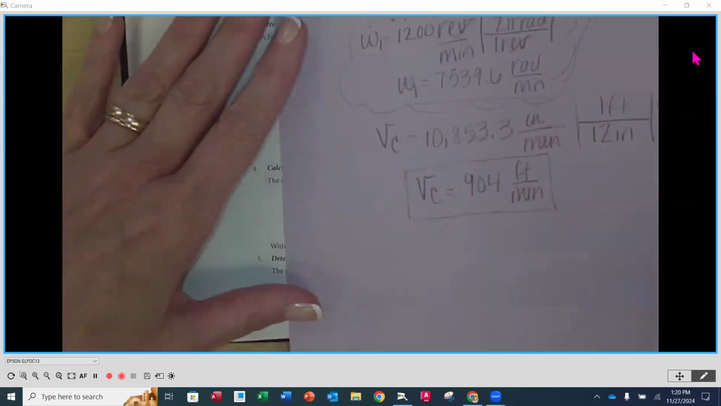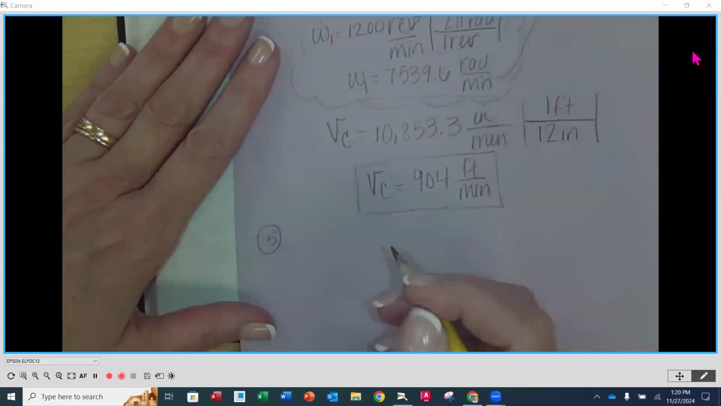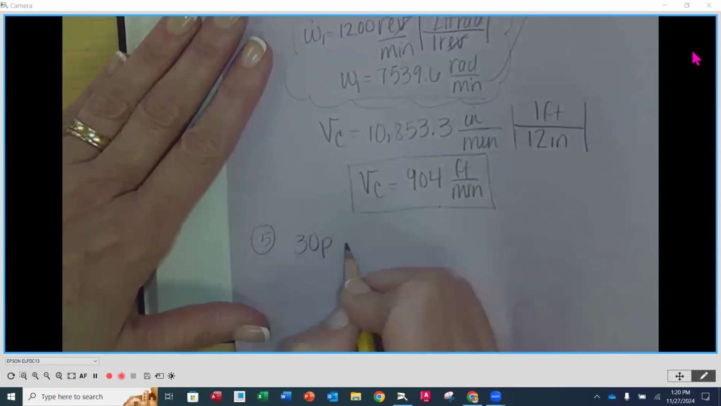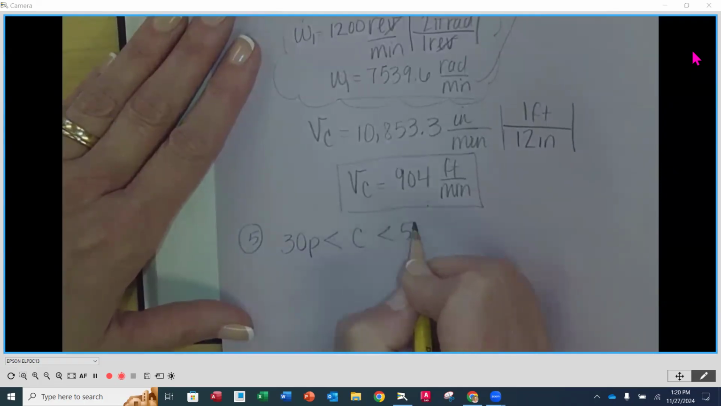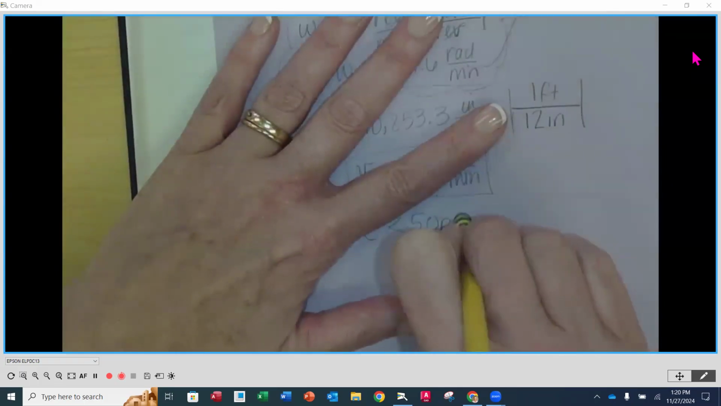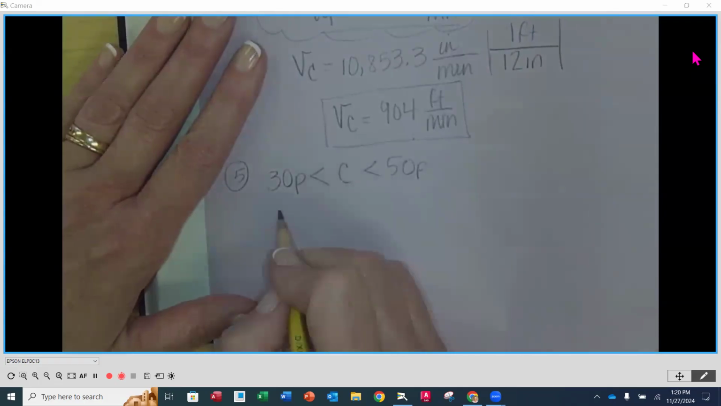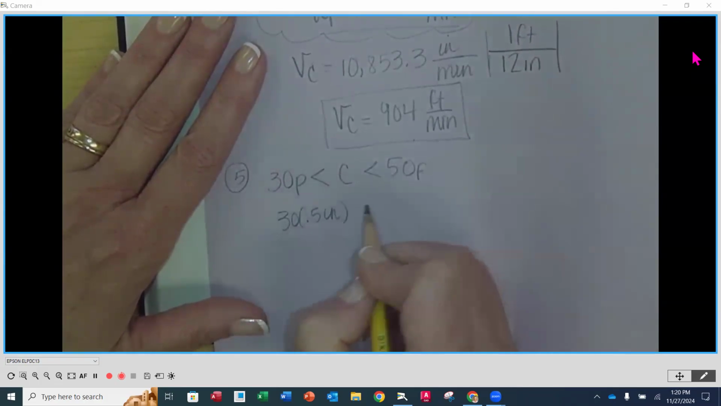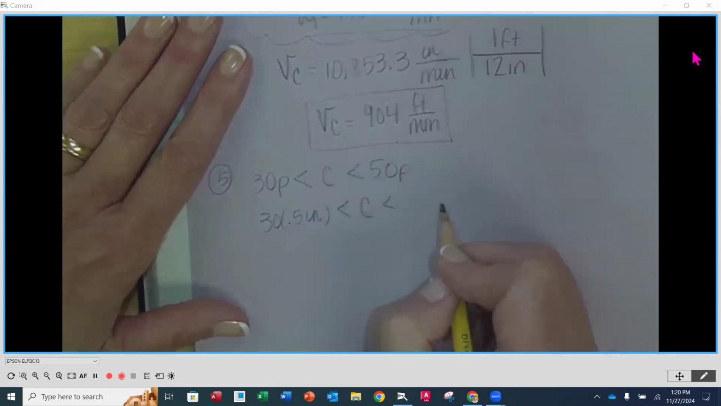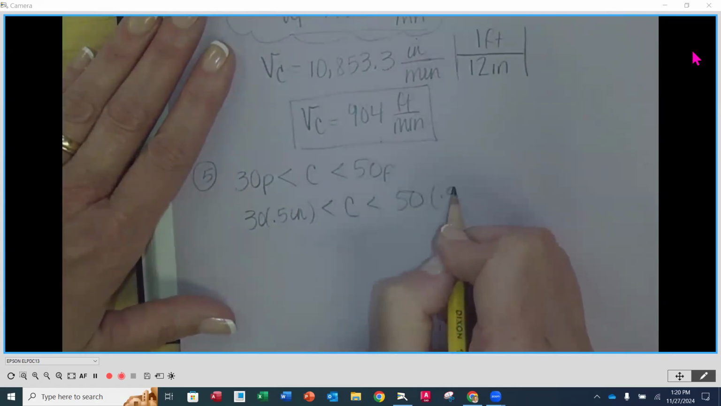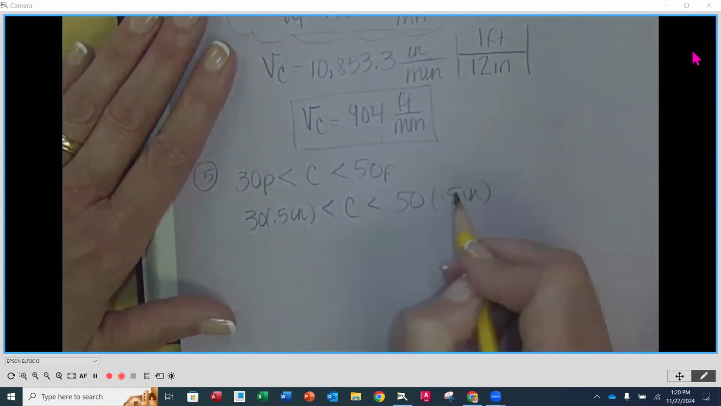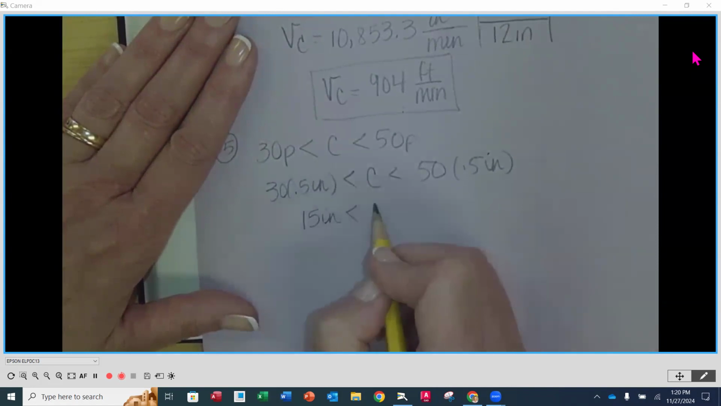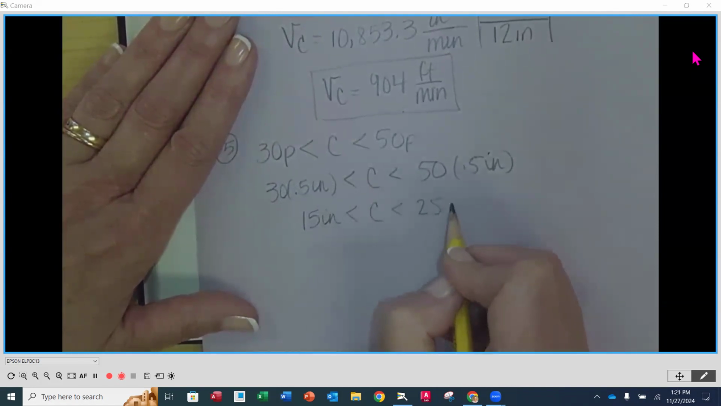So for step number 5, we're going to do our center distance. So our center distance has to be between 30 pitches and 50 pitches, right? That means our center distance needs to be 30 times 0.5 inches and 50 times 0.5 inches. So that means this is going to be between 15 inches and 25 inches.